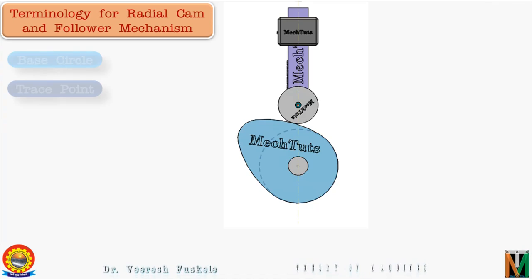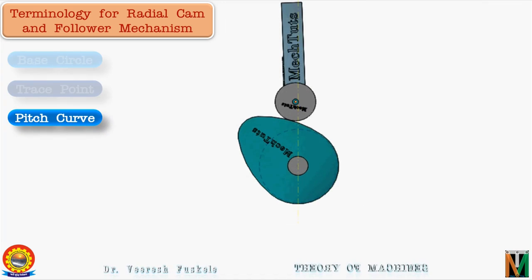Next important point which we are going to discuss is pitch curve. To define the pitch curve, we think of a kinematic inversion. We discussed in the first lecture of cam and follower that this is a four-link mechanism. In this four-link mechanism, it is the link 1 that is fixed. This is fixed, and here the support is fixed. The link 2 is the cam, link 3 is the roller, and the link 4 is this follower.